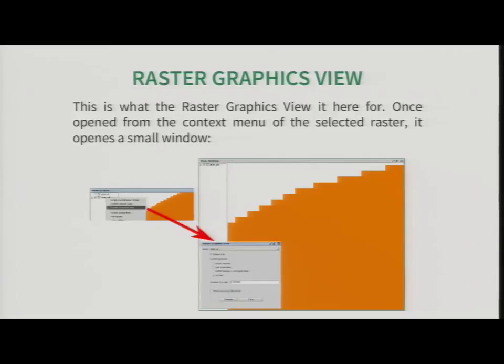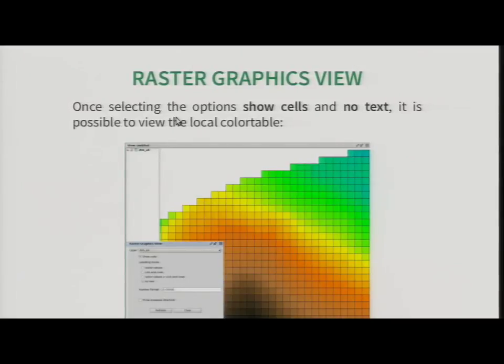And this is a tool, if you right-click on the raster, it's called Raster Graphics View. It gives you the possibility to visualize temporarily a local color table. So this gives more information of what's happening there.